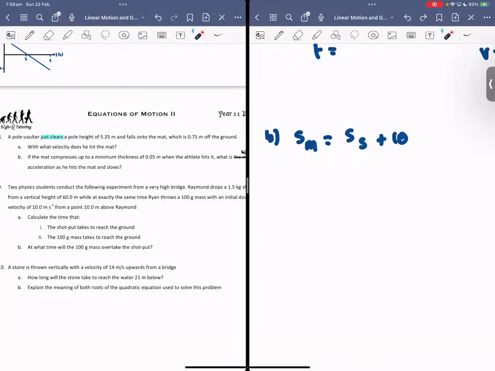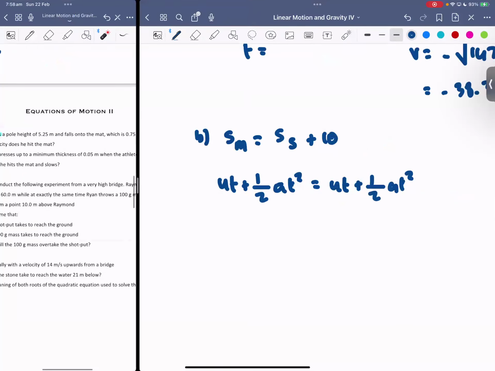All right. So the mass: the distance traveled by the mass is ut plus half at squared. The distance traveled by the shot put is also ut plus half at squared, plus 10. Just make sure you use the correct masses, correct u. So what was the mass's original speed? 10. So this becomes 10t plus half times minus 9.8 times t squared.